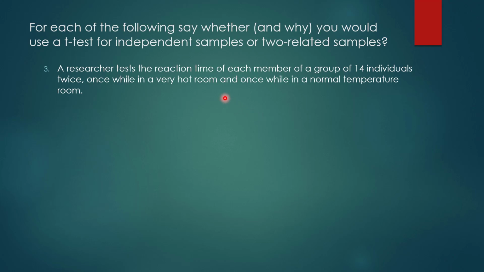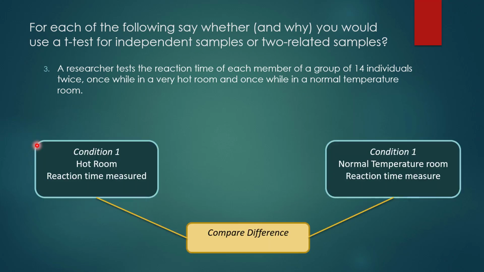Here's another example. A researcher tests the reaction time of each member of a group of 14 individuals twice. Once while in a very hot room and once while in a normal temperature room. So here we have hot room, where reaction time is measured. We have another one, a normal temperature room, where reaction time is measured. So we have two different conditions.